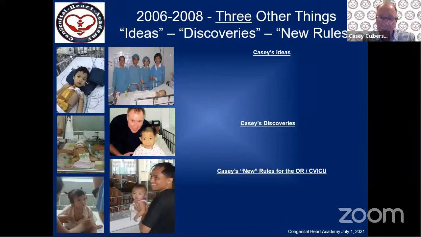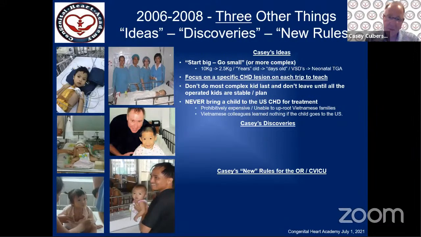So a few things I discovered in the early years: Casey's idea, start big, go small. That wasn't exactly novel, but it actually worked well for us: bigger weights to smaller weights, years to days, VSDs to neonatal transposition. One thing we did do, which I found extremely helpful, and I think the Vietnamese did too, is when we came to Vietnam, we would focus on a specific lesion for each trip. So to the best of our ability, on one trip, we'd operate on tetralogy or AV canal. And the learning curve is extremely good when you're doing the same lesion like 5 times in a row. We never operated on the most complex kid last, and we didn't leave till everybody was stable.